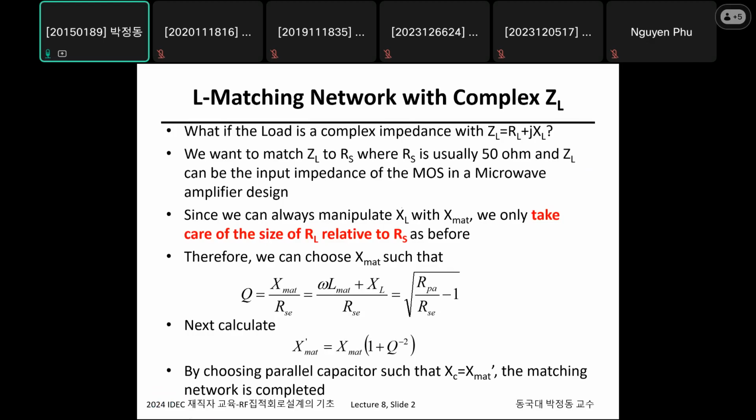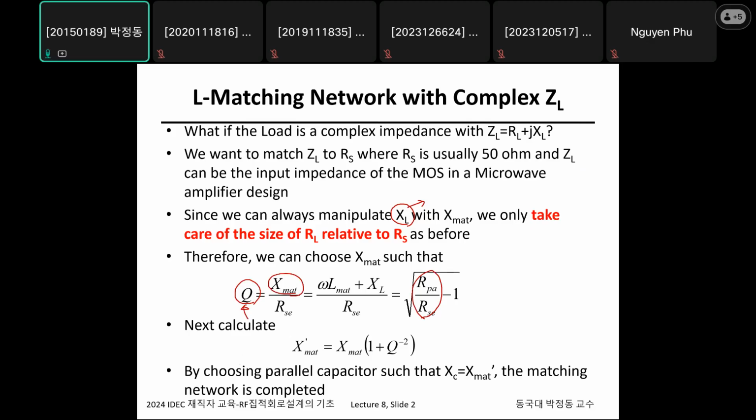In this case, we can always manipulate the XL part because it doesn't contribute to determining the quality factor Q, right? So basically the quality factor Q that we need to achieve is determined by this resistance ratio. Okay, then how about XL? Then XL can be just a part of the total matching network, the total reactance term of the required Q.